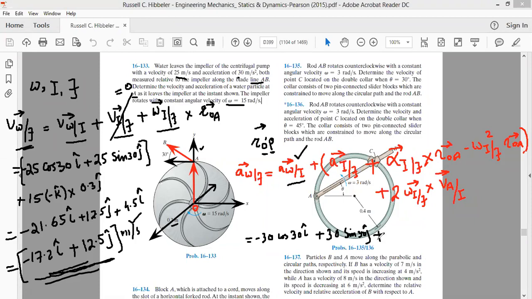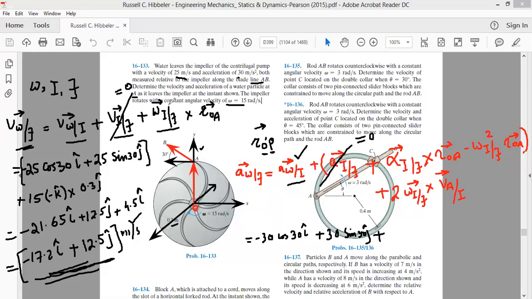Then we have the acceleration of the impeller with respect to ground. The impeller is only rotating with respect to the ground, because the person on the ground says it's rotating with an angular velocity of 15 radian per second. That is, it does not have a translational acceleration. Therefore, this term is equal to 0.